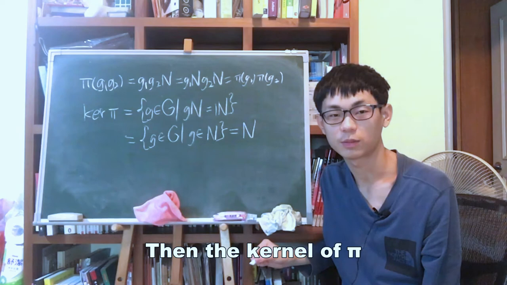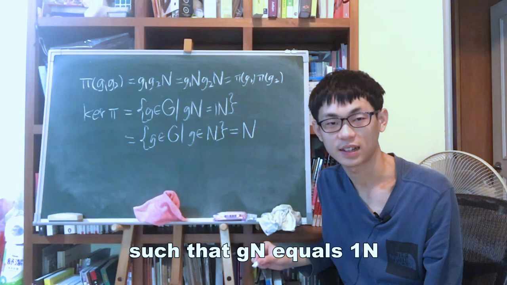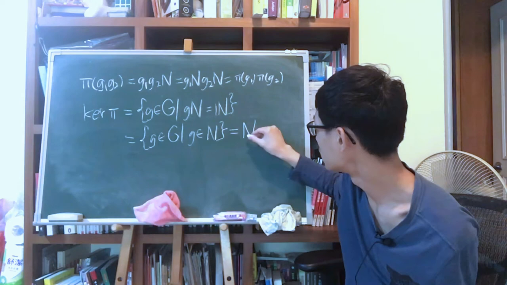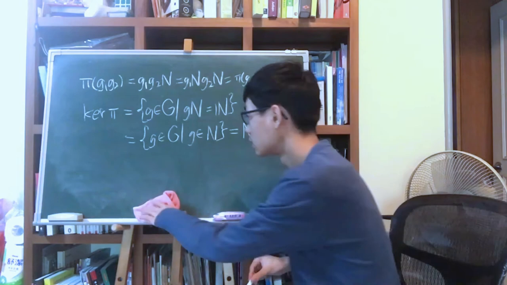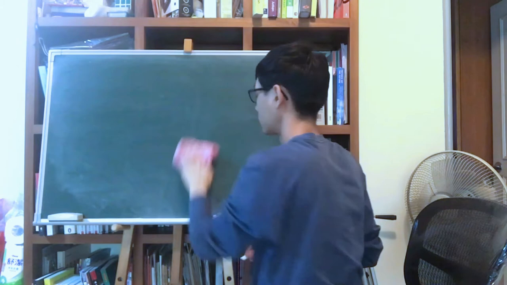Then the kernel of pi equals the set of g in G such that gN equals 1N. It's simply the set of g in G such that g is in N, which equals N. Thus N is the kernel of some homomorphism.